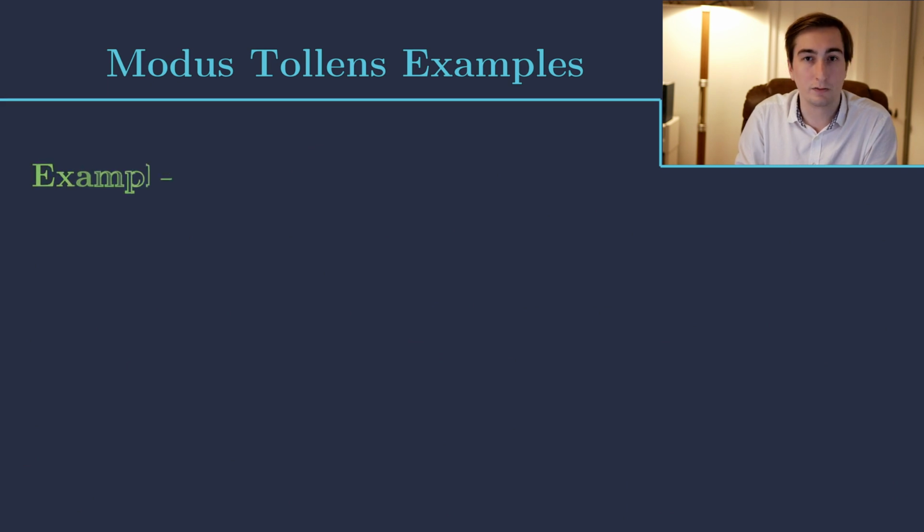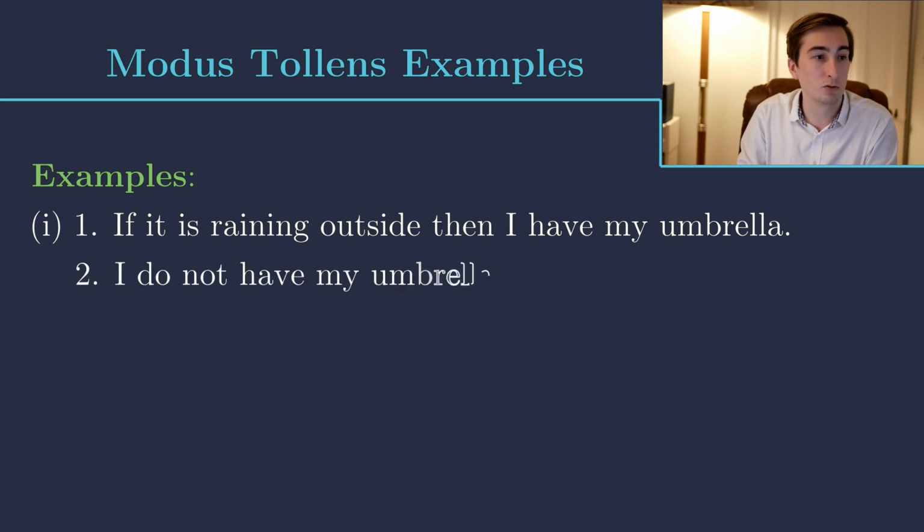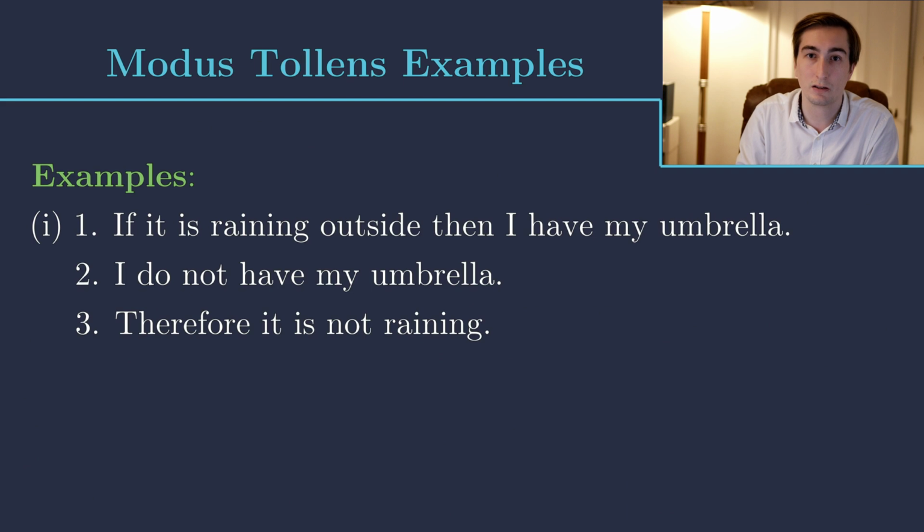So let's look at our first example. Remember, this is the mode by which denying denies. So we've now got, if it is raining outside, then I have my umbrella. So it's similar to before. It's the same P implies Q statement. But now I'm supposing not Q, right? So that's just, I do not have my umbrella. So therefore, what do I deduce? I deduce that therefore it is not raining. So again, it is somehow deductive in some sense. So it's kind of just a different version of Modus Ponens.